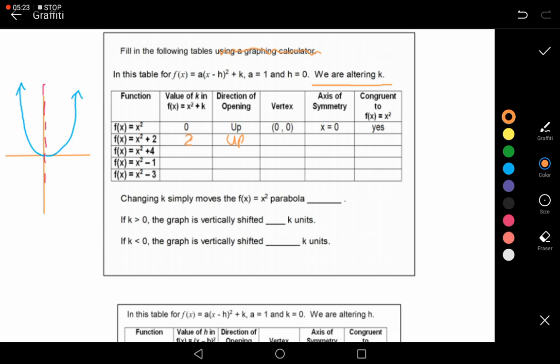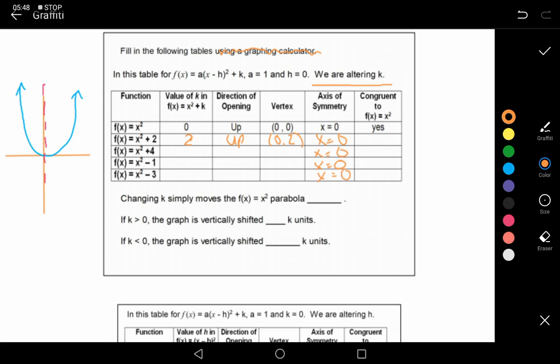Our vertex is actually going to shift. So our vertex is no longer (0, 0). It's actually (0, 2). And our axis of symmetry is going to stay the same. So I'm just going to fill all of this in. This is all going to be x = 0, x = 0, x = 0.